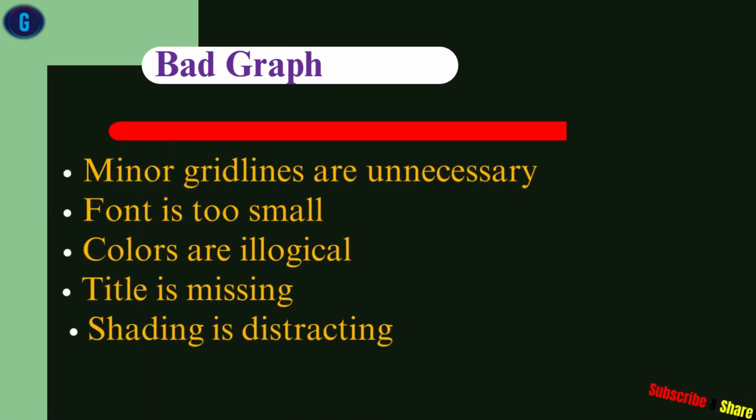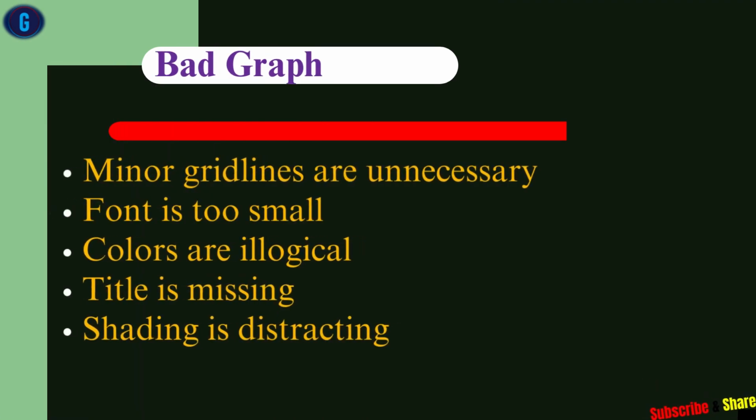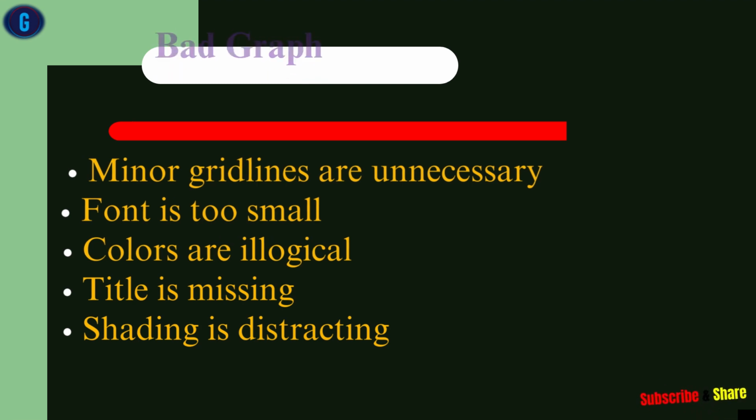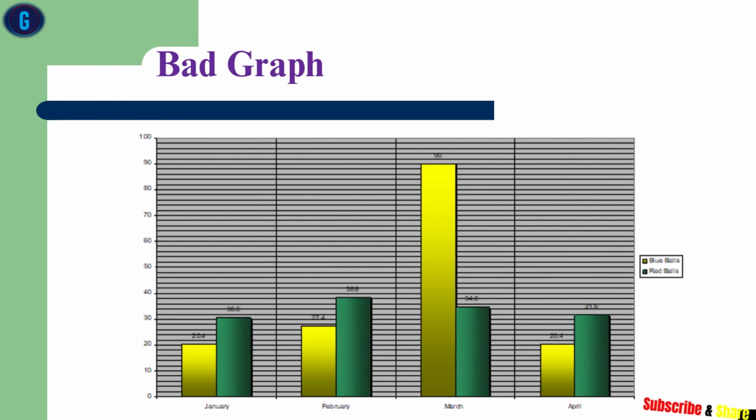Bad graph. The bad graph has minor grid lines. Font is too small. Colors are illogical. Title is missing and shading is distracting. This is an example of a bad graph.